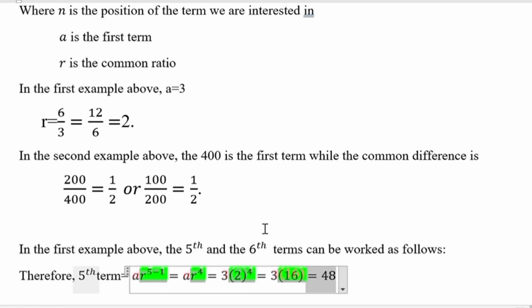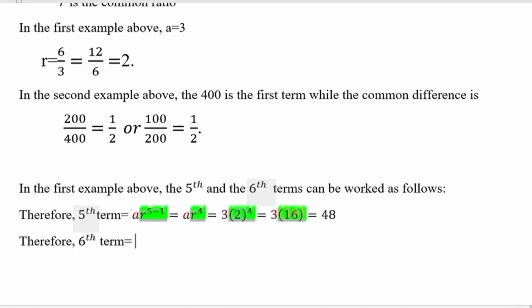Then the 6th term will also be found in that similar manner. We shall say 6th term is equal to AR raised to power 5, because we are looking for the 6th term. The power here will be 6 minus 1, which is 5, and that is equal to our first term, which is 3. We have it here. The common ratio is 2, so it will be 3 times 2 raised to power 5. And as I said, it's only 2 that is raised to power 5. So if you simplify that, you will get 3 times 32, and that gives you 96.